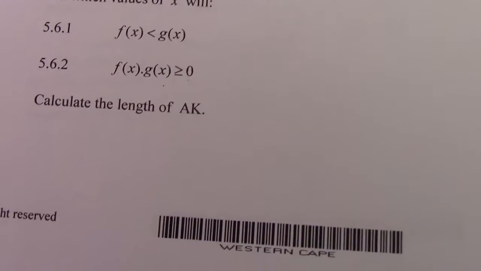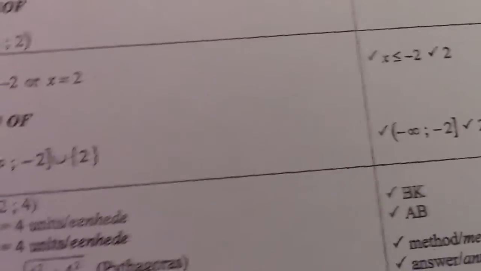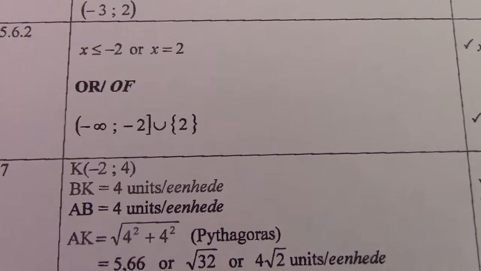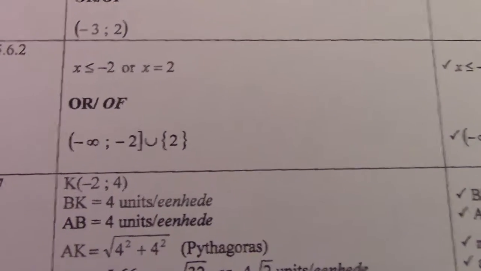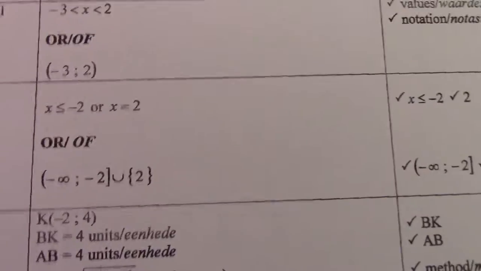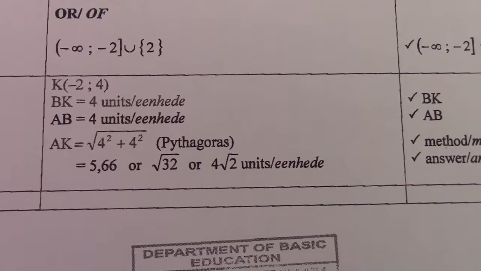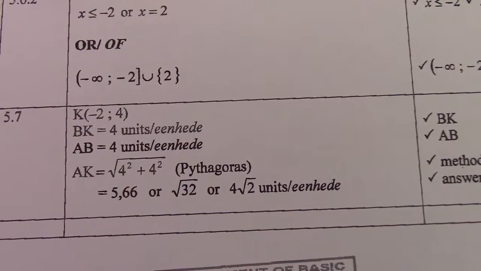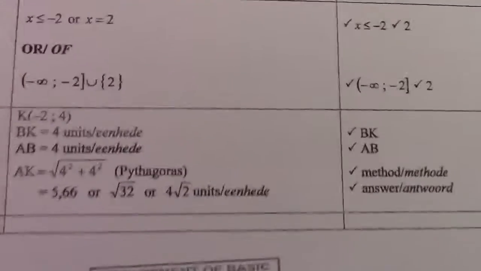Calculate the length of AK. So they want the length of A and K. Now, coordinates of K are minus 2 and 4. Because BK equals 4 units. AB equals 4 units. AK equals, by the theorem of Pythagoras, the square root of 4 squared plus 4 squared, the square root of 16 plus 16, the square root of 32, which is 5,66.